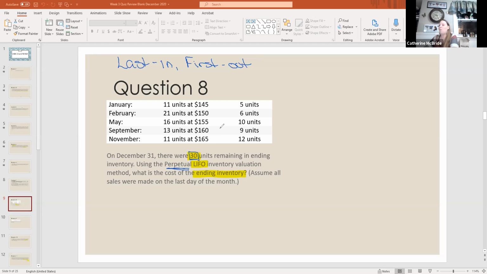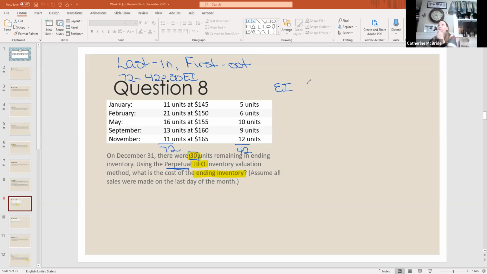All right, and we can see here with the 30 that we had 72 units available. We sold 42. So 72 units available minus 42 sold means that we have 30 in ending inventory. Now this one's more complicated than any of the other ones. Here's what we have to do because we're doing last in, first out, and it's perpetual. And we had sales all during the period. So first of all, we're doing ending inventory.